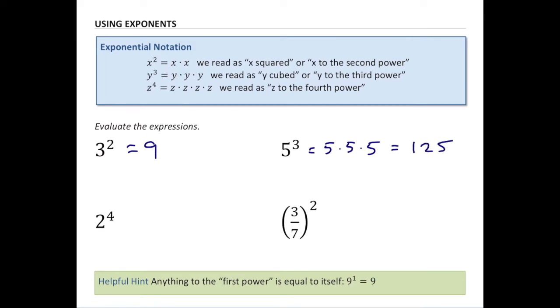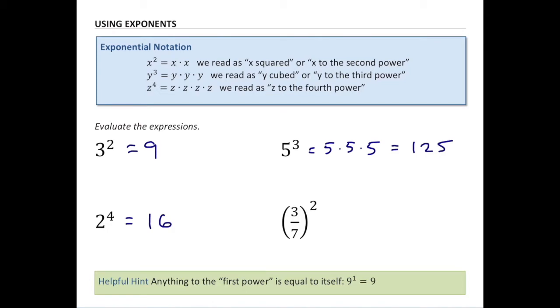Okay, similarly with 2 to the fourth power, it can get a little bit confusing if you say, well, it's 2 times 2 times 2 times 2. You kind of lose track of how many 2's you have. Well, 2 times 2 is 4. 4 times 2 is 8. 8 times 2 is 16. So don't be afraid to use a calculator to do these calculations if you need to.